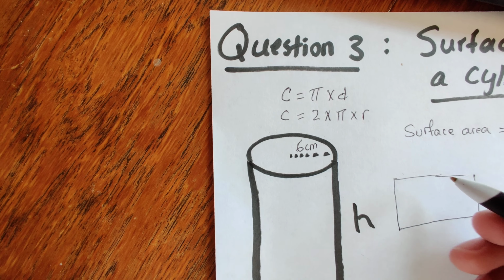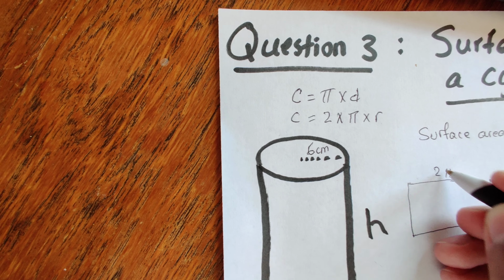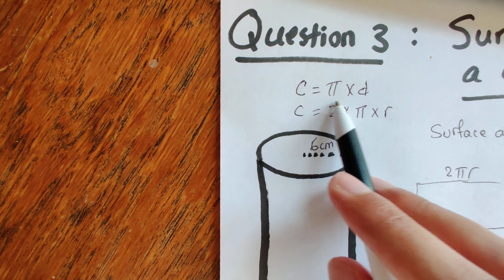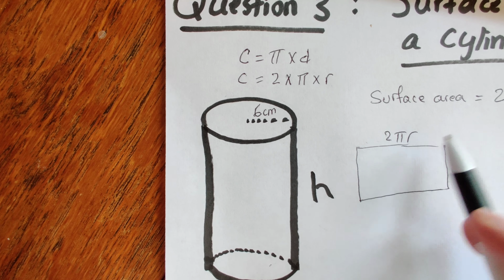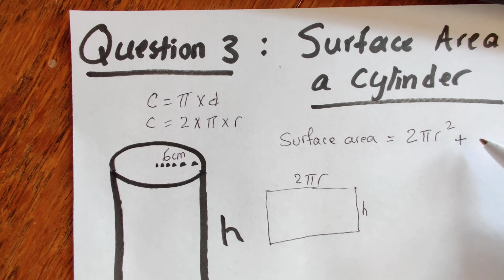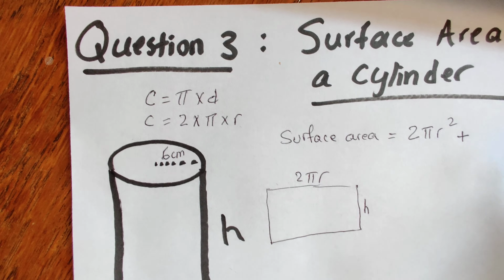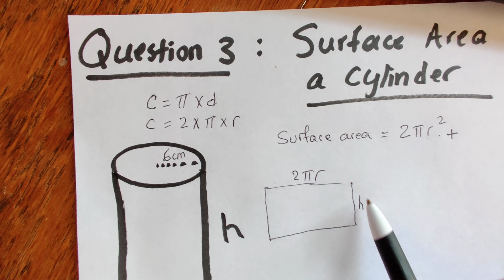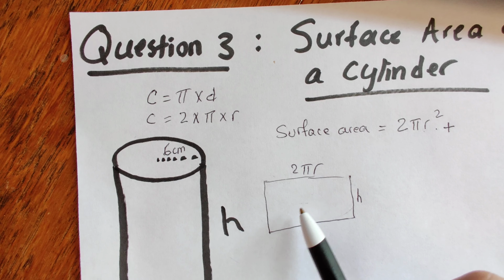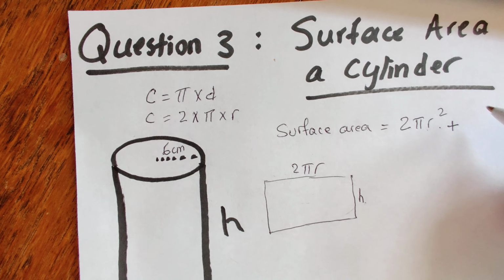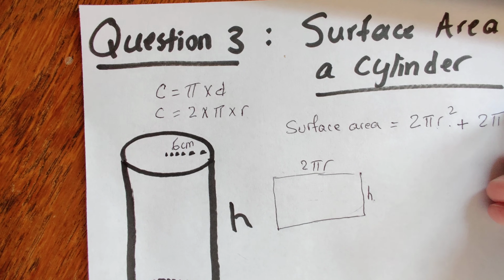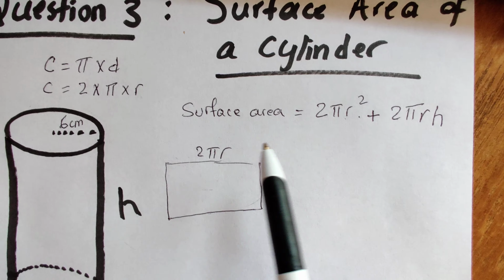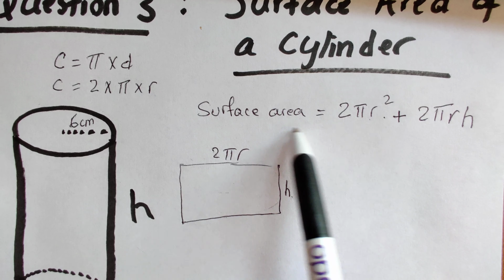This length is going to be 2 pi r, or pi times diameter. But I'm just going to use 2 pi r because it's easier when we work it out. So here we've got the surface area is 2 pi r squared, and then the area of this part is going to be 2 pi r times h. So we're going to add on 2 pi r h. Okay, so that is the surface area of a cylinder.